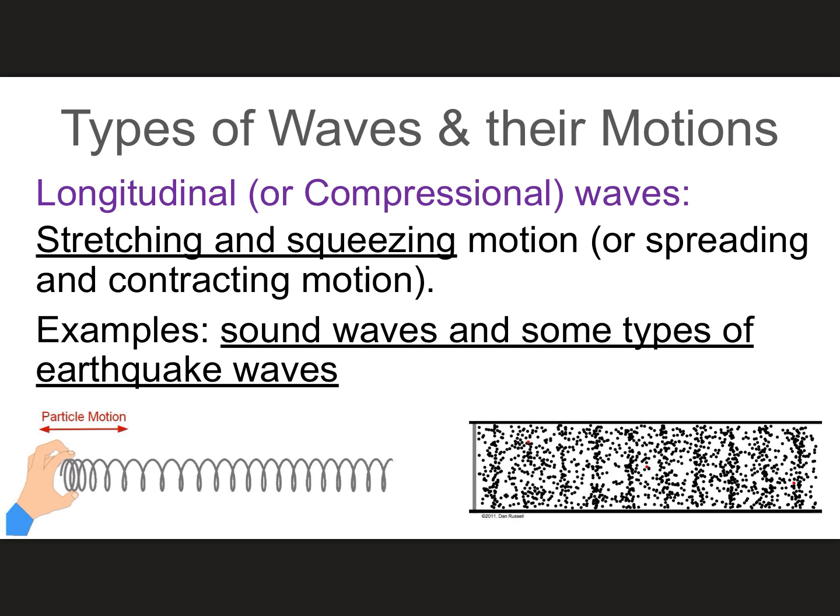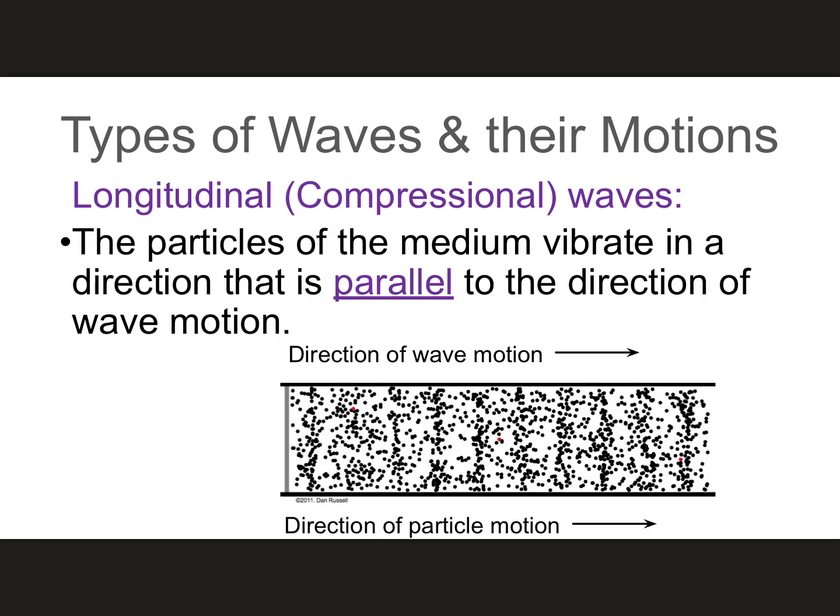So in longitudinal or compressional waves, there's a stretching and squeezing motion that spreads out and contracts. And an example of this is sound waves or some types of earthquake waves. So if I was going to do this, this would be like if I used a slinky and instead of moving up and down, I just briefly moved my hand forward. That would cause this slinky to pass energy down it, and it would cause compression and rarefaction.